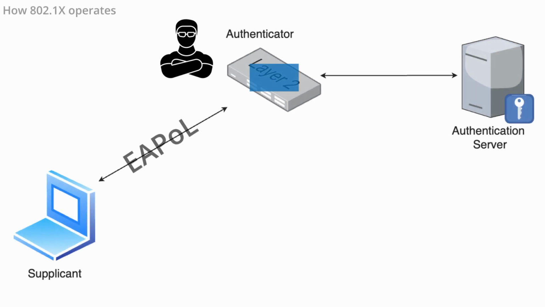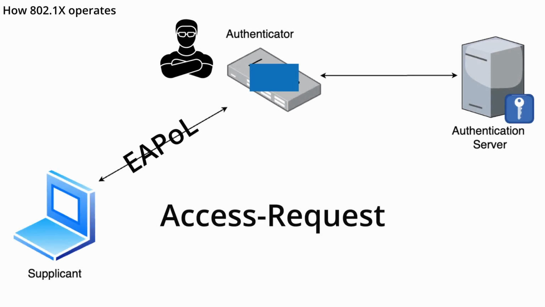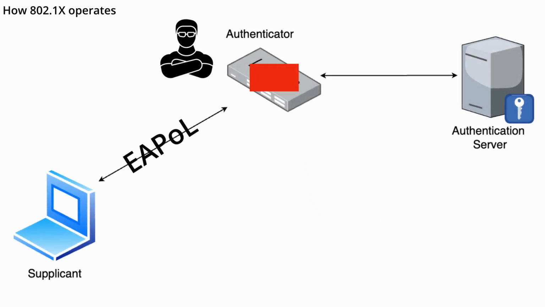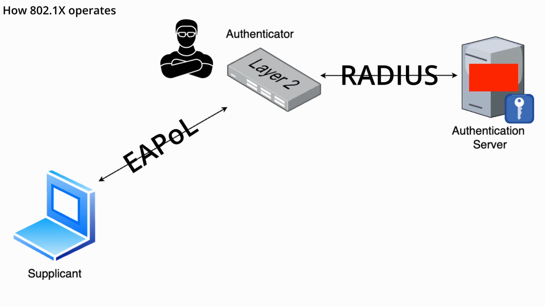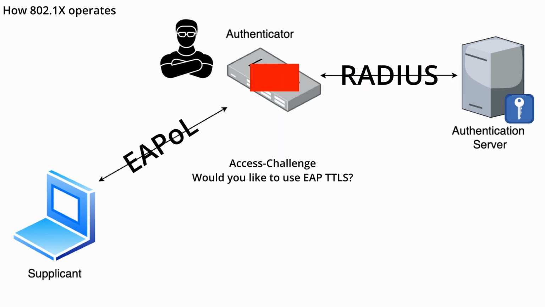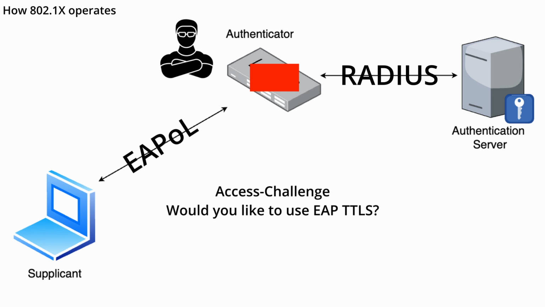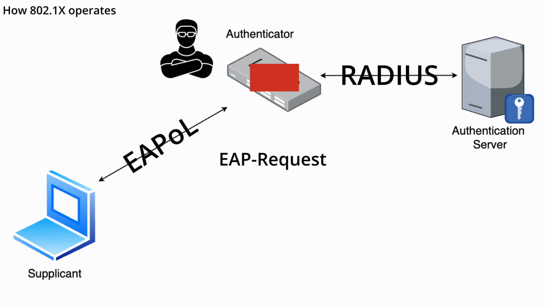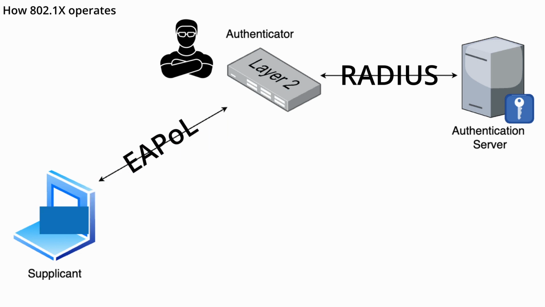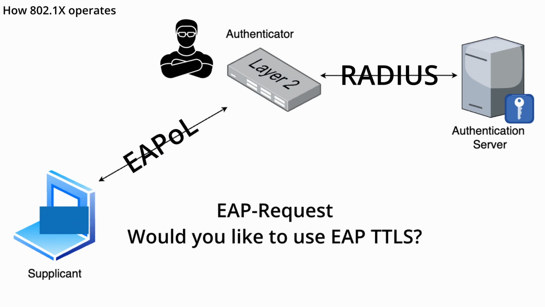Anyway, the authenticator takes the EAP response and encapsulates it within a RADIUS access request packet and sends it to the authentication server, the RADIUS server. The authentication server replies with a RADIUS access challenge packet which contains a request on the EAP method the supplicant wants to use. This is sent to the authenticator. The authenticator translates and encapsulates the EAP request into an EAPOL frame and sends it to the supplicant. The supplicant can begin using the requested EAP method or reply with the method it's willing to use by sending a negative acknowledgement.